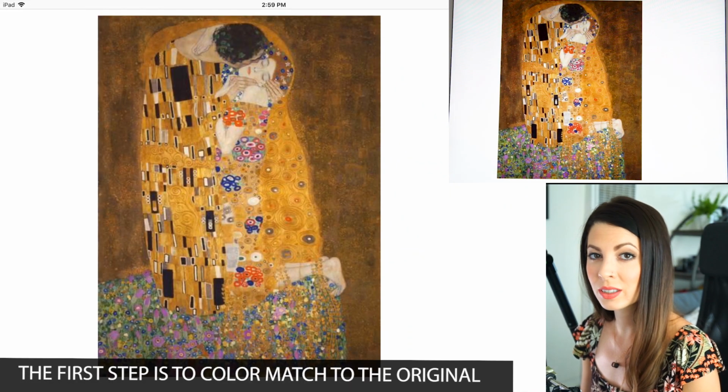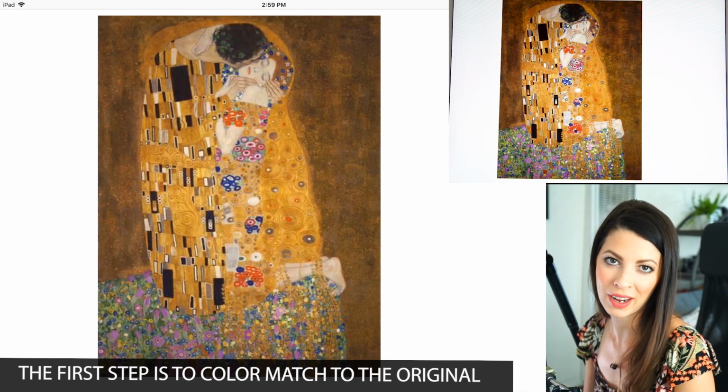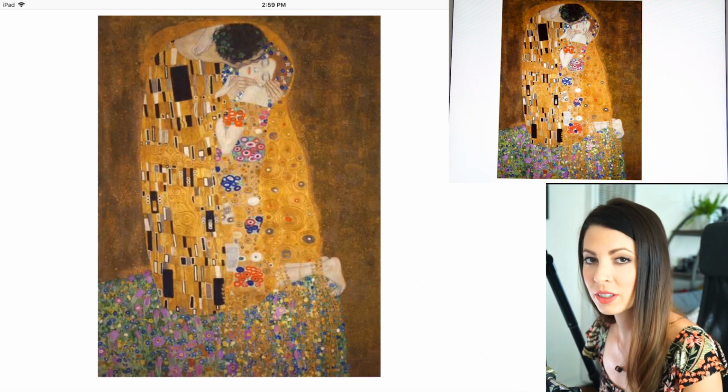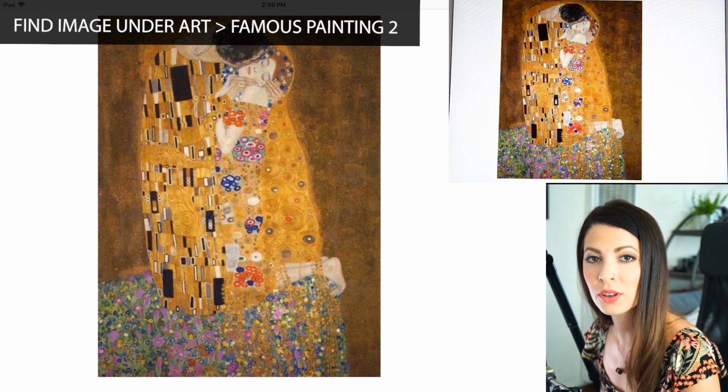So the first step is to color match according to the reference painting. I've pulled it up here, and now I'm just going to find the colors that match it and tap to fill those in first.